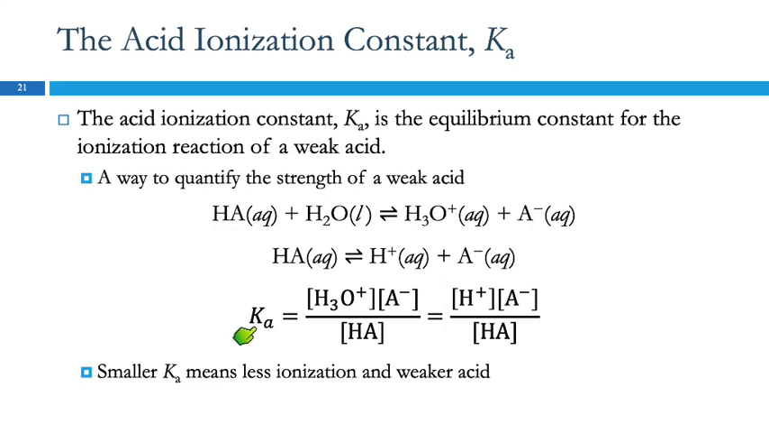So Ka for the first one would be the hydronium ion concentration times the anion concentration divided by the acid concentration. In terms of the second equation, the only difference is that we're saying H plus instead of H3O plus. But it's all going to be exactly the same thing. This is just kind of like a nickname for hydronium. So if we have a smaller Ka, that means that the reaction is not going to go to the products very much, right? A smaller Ka means you have a weaker acid, less ionization.